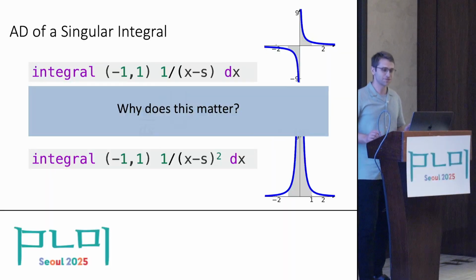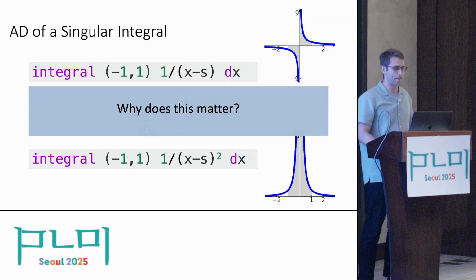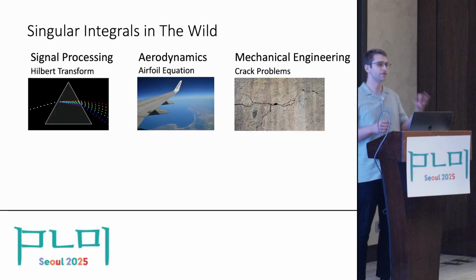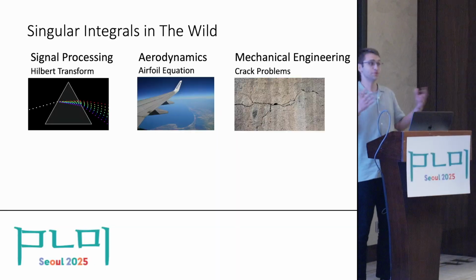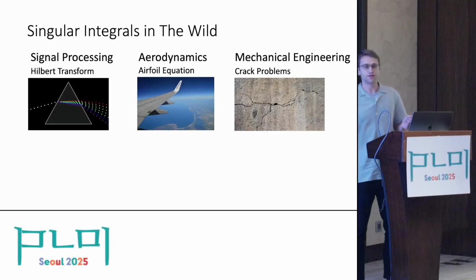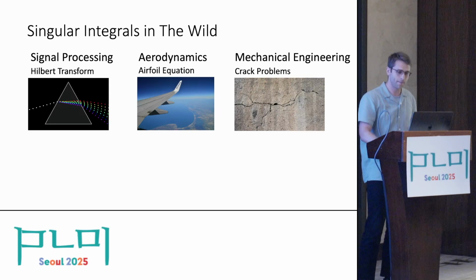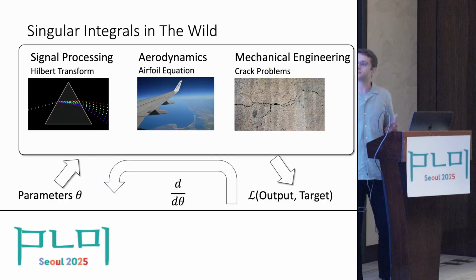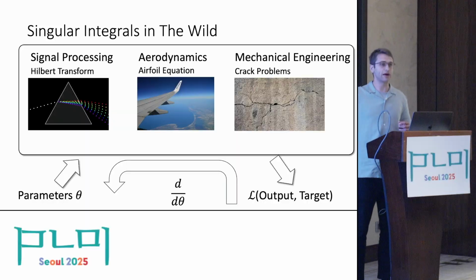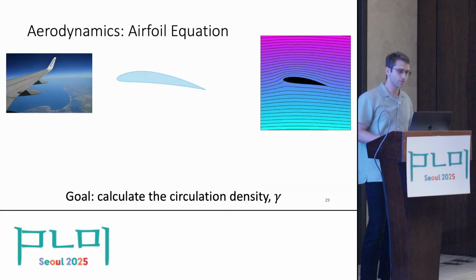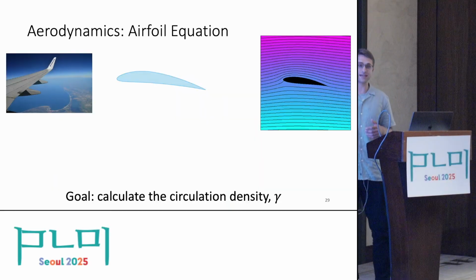All right, so you might ask, why does all of this matter, right? And the answer is really singular integrals are like integrals or derivatives in that they're modeling tools. And so their value is defined by how useful they are at modeling things. So they're useful for modeling problems in signal processing, aerodynamics, and mechanical engineering. And a lot of these problems have a setup where you have some parameters, you have some loss that says how good your output is, and you do some gradient-based optimization. All right, so let's dig into this aerodynamics example.